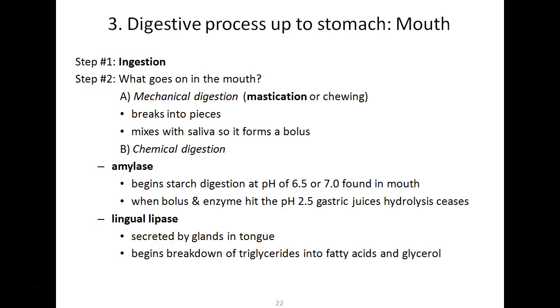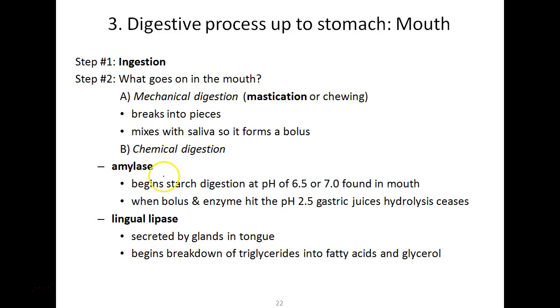Step one we encounter is a process called ingestion. And when we ingest, we have a process called mechanical digestion that involves mastication, aka chewing. And that's going to break that food down into multiple pieces. When we mix the saliva with it, we now call this substance a bolus, because it has a different name, it has chemicals added to it. Let's look at some of those chemicals.